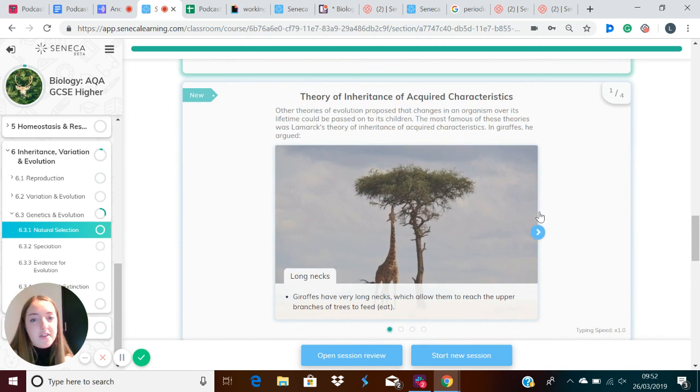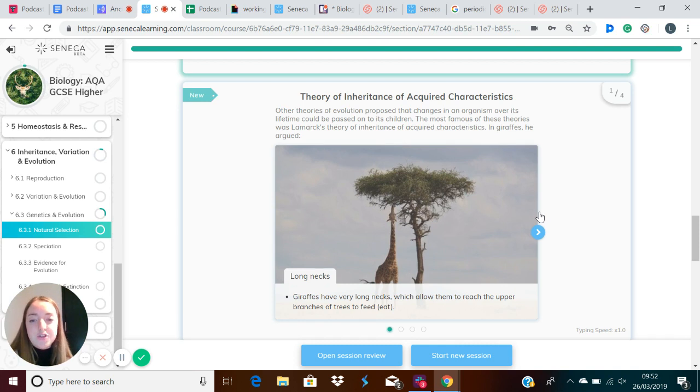There were also some other theories of evolution out there that proposed that changes in an organism over its lifetime could be passed on to its children. The most famous of these theories was by Lamarck, and his theory was called the Theory of Inheritance of Acquired Characteristics. And a famous example of this that he used was a giraffe.